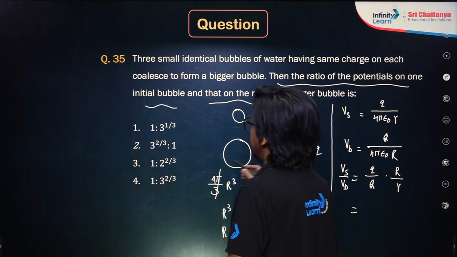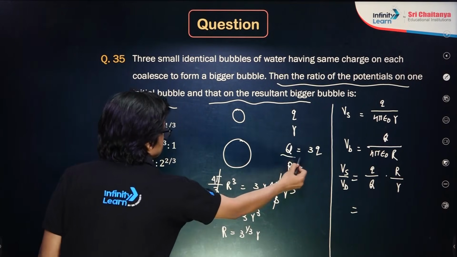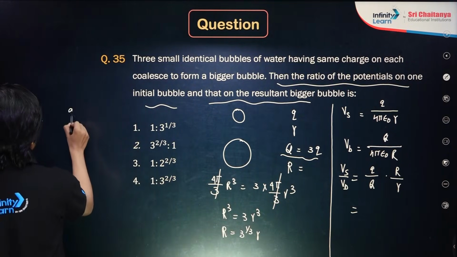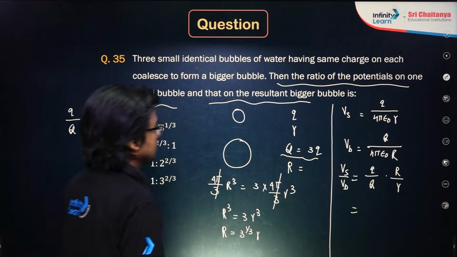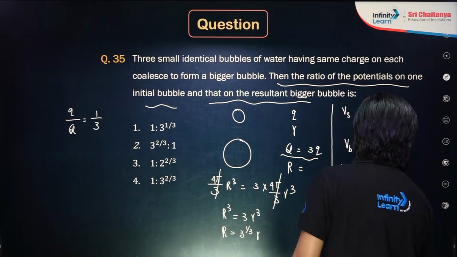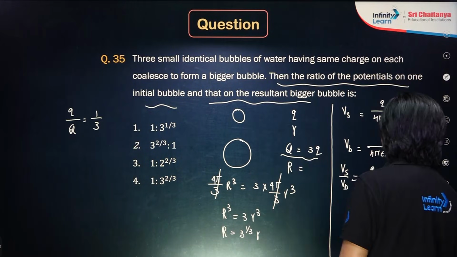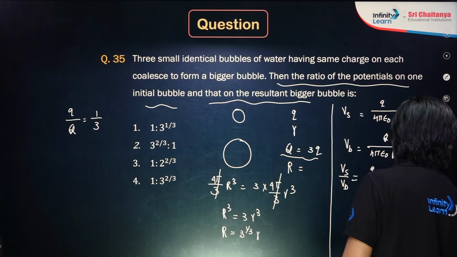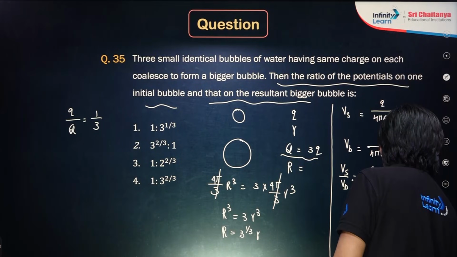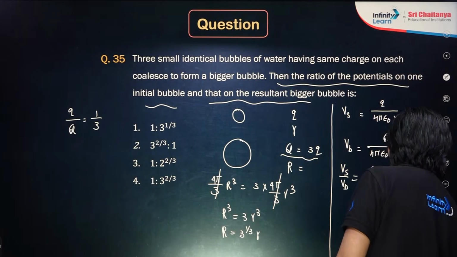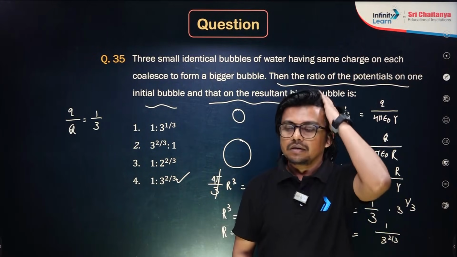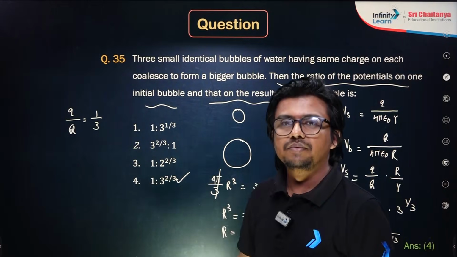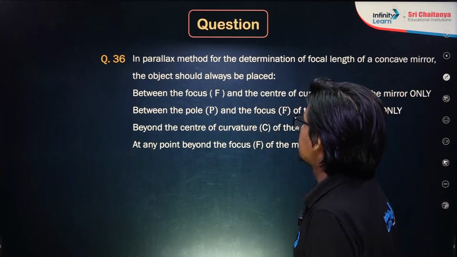From this relation you can see small q by capital Q is equal to 1 by 3. And capital R by small r is 3 raised to the power 1 by 3. So you are going to get 1 divided by 3 raised to the power 2 by 3. This is the answer. Option number 4 is the correct one. Now the next question.